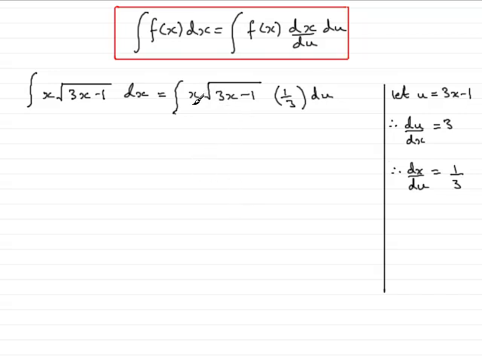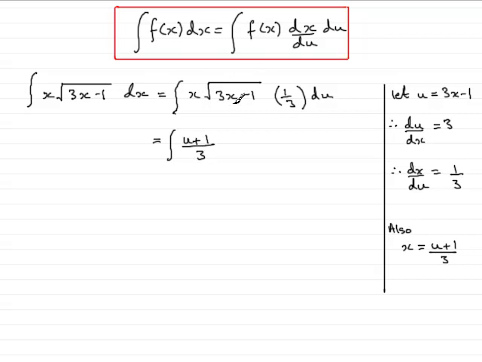Now we need to change the variable completely over to u's, and so in this example the x here has to be expressed in terms of u. I can see from above that if I add 1 to both sides I get u plus 1 equals 3x, and so dividing by 3 we have x equals u plus 1 all divided by 3. Or I could regard that as 1/3 of u plus 1. So we have u plus 1 over 3 for the x.